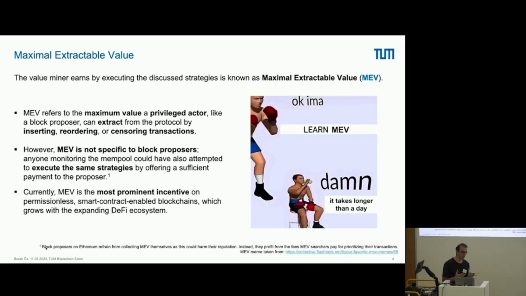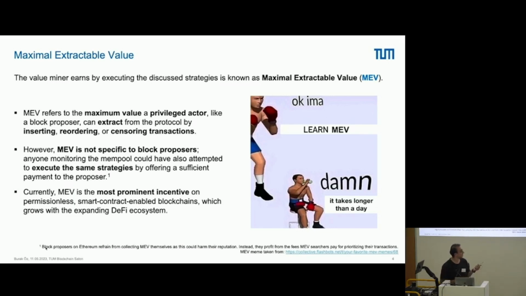And in the last 2 or 3 years, this incentive has turned out to be the most prominent incentive affecting all layers of a blockchain, from consensus security to economics. And because of this great impact, you see that the Ethereum Foundation is also studying it along with a lot of other groups. And here at TUM, we are also studying MEV on Ethereum, on different blockchains, looking at different aspects of it.